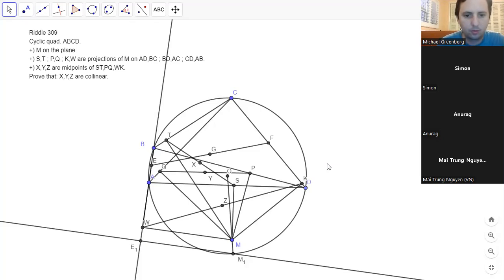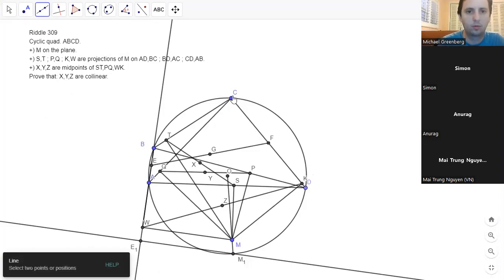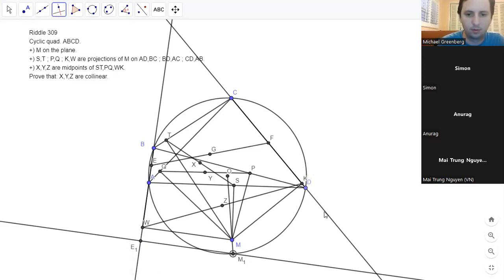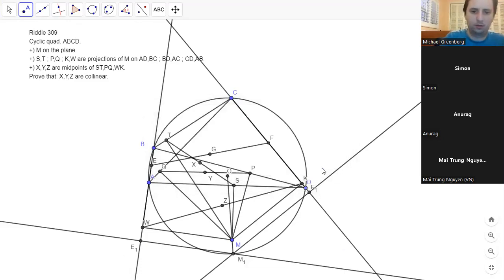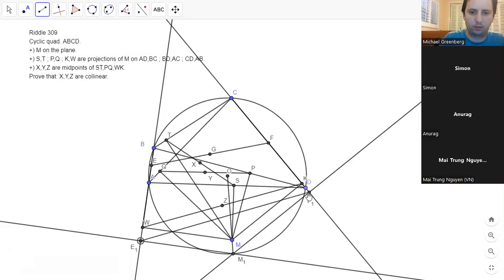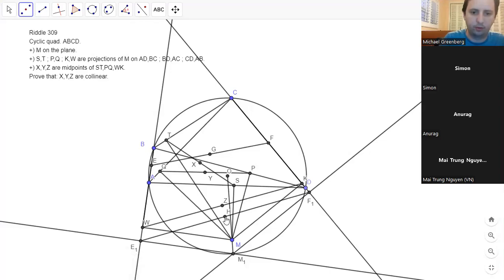And take F1 on the other side, on CD. Right, so I'll call that F1. Now take the midpoint of E1F1. Call it Z1. They call it G1.